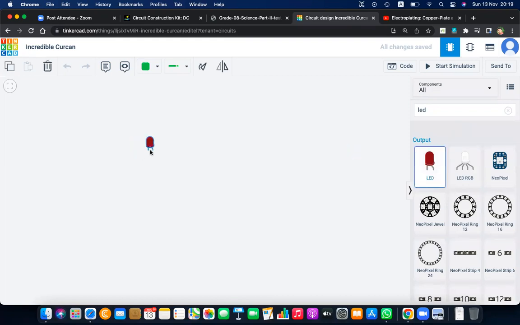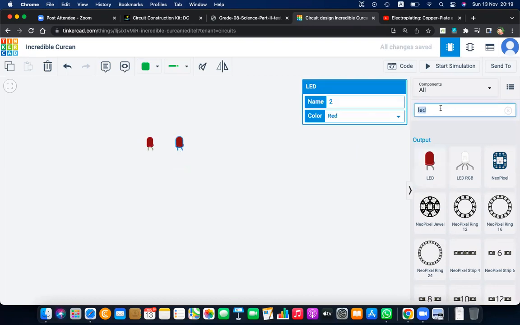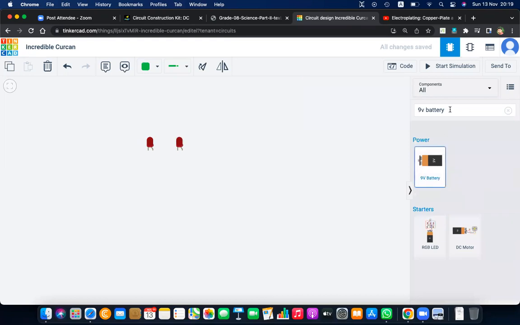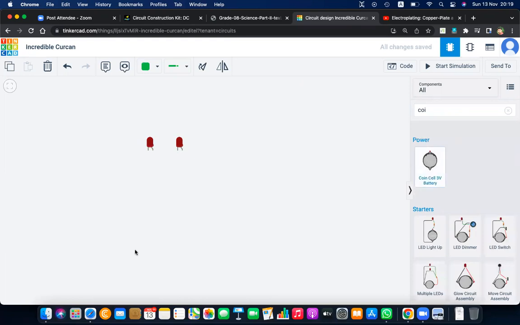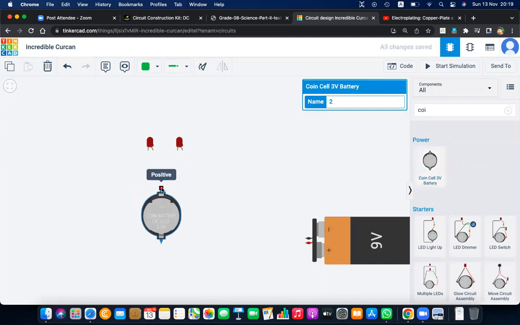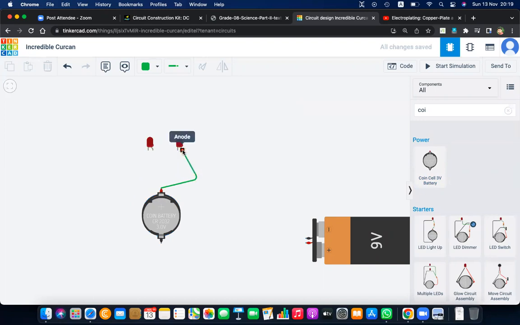So let's get some LEDs. Let's have two LED bulbs and a battery. Let's use a coin cell battery, because 9-volt is too much for this. LEDs are small. So let's connect the positive edge of this to here, then the negative of this to the positive of this. Right? Then a switch is needed.